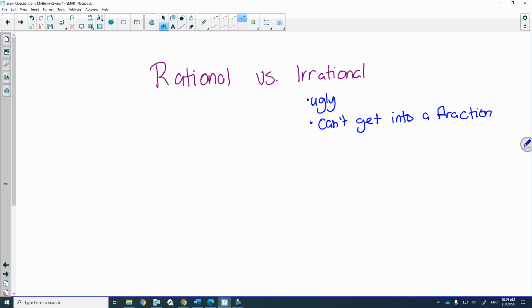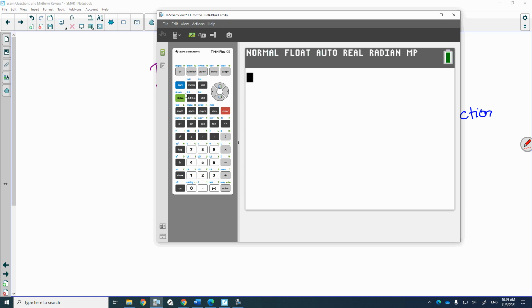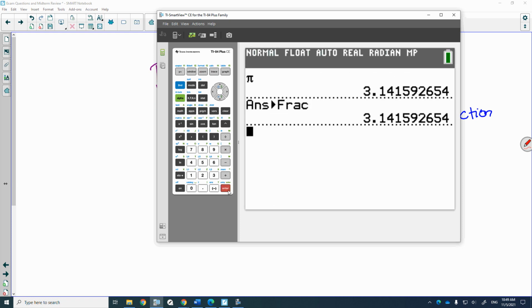If you try to make a number into a fraction and it doesn't go into a fraction, it's going to be irrational, okay? The most famous irrational number is pi. So if I was to type in pi on my calculator, okay, that number there, this is pi. The decimals for irrational numbers never terminate and they never repeat. And if I try to make this into a fraction, it will not go into a fraction. This number will go on forever and there'll be no repeats, okay?